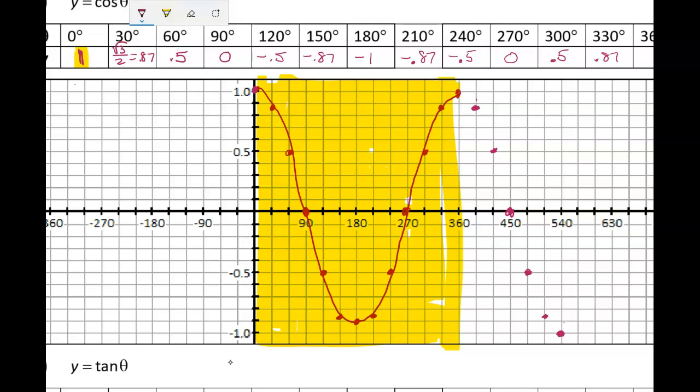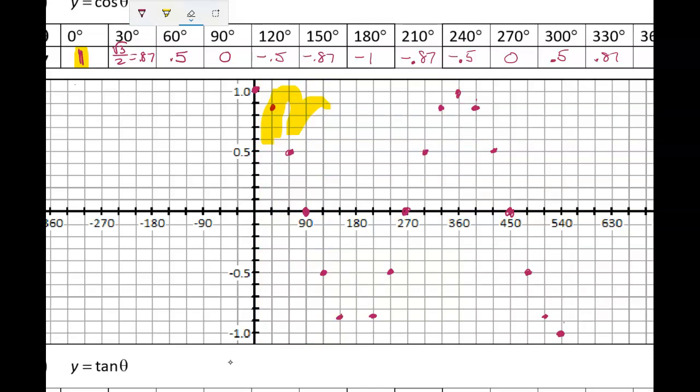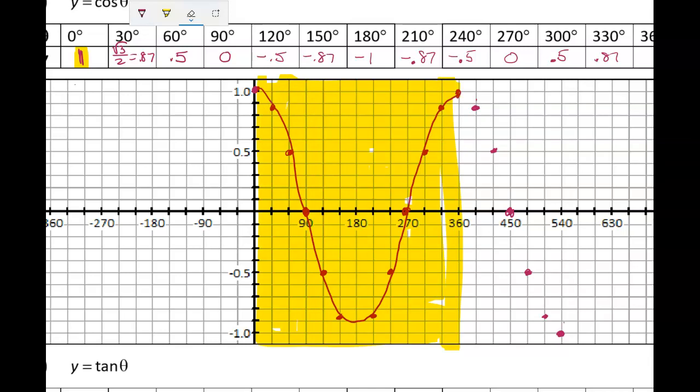Now that I'm looking at this, I realize I made a little boo-boo there on the first cycle. See that point at 180, negative 1 should have been at 180, negative 1, not where I plotted it. I think I plotted it at negative 0.9, so it should have dipped just a little bit more there. Sorry about that. And let's finish the rest of the repeat cycle.